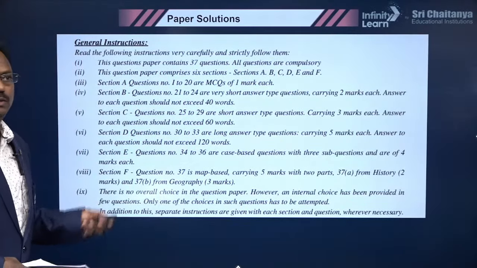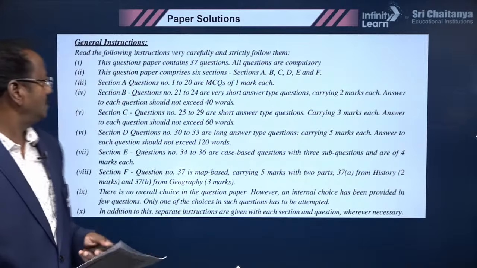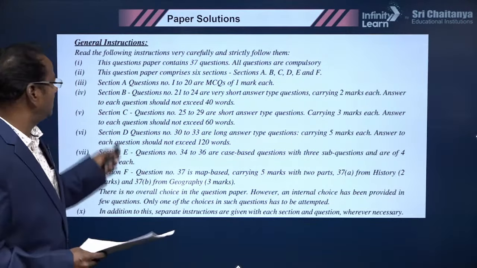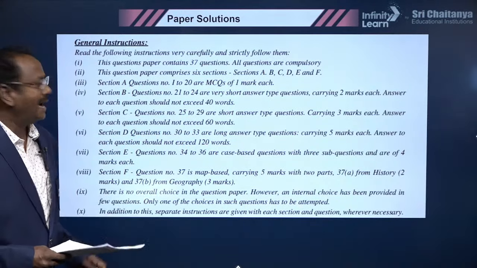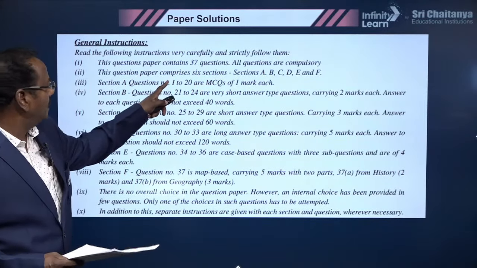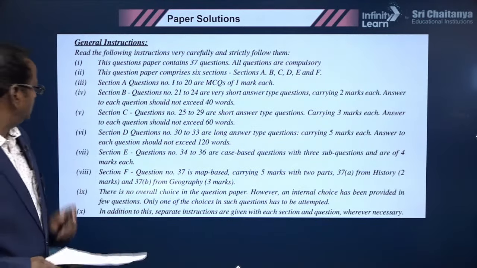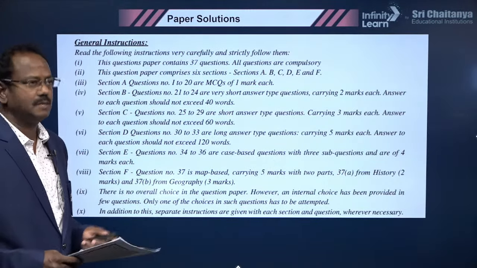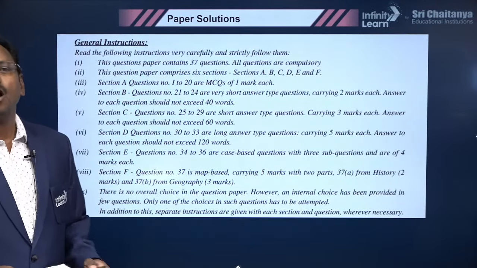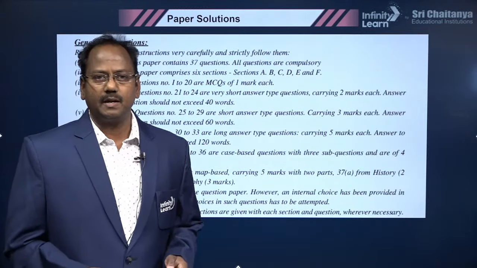This is what you see on the screen, the general instructions for the examination. You might have read all the general instructions very clearly, and as per that you have written all the questions. The total questions are from 1 to 37, and 37 is the last map pointing. First we are going to look into the objective part, section A, which is of 20 questions.